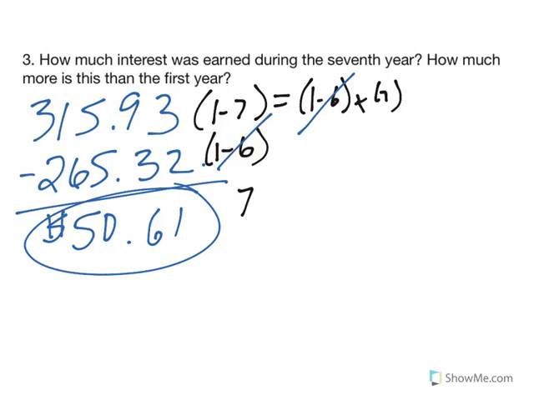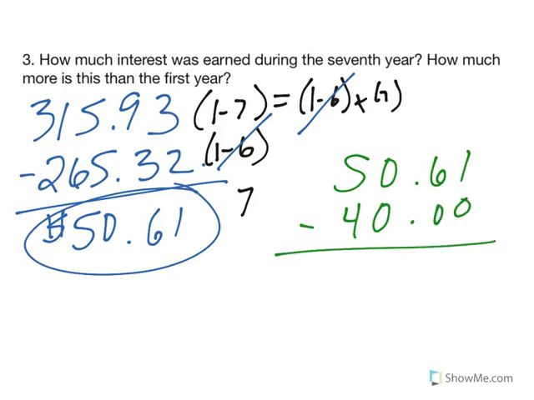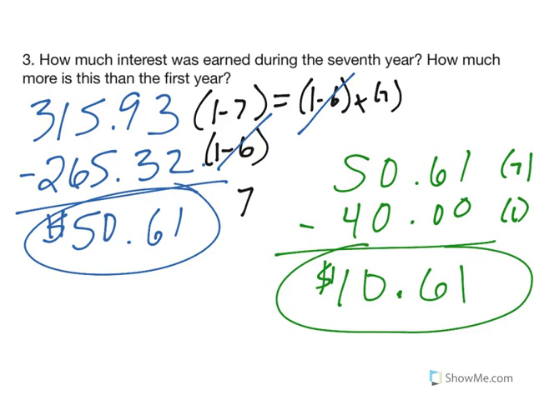So how much more is that than the first year? Well, if you remember, you only earned $40 in interest that first year. So this is year 7 of interest. This is year 1 of interest. You earned $10.61 more in year 7. And remember, you're not doing anything with this money. It is sitting in the bank, and you earn an extra $10.61 this year just because your balance continues to grow due to this compound interest.